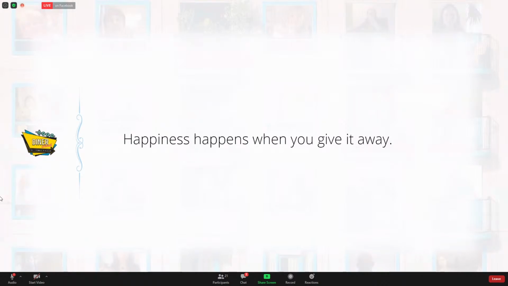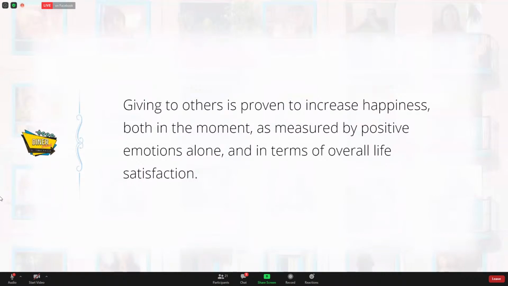When you make your happiness dependent on how others serve you, you're always going to be disappointed. You find true happiness in serving others, helping them meet their expectations. Giving to others is proven to increase happiness, both in the moment as measured by positive emotions alone, and in terms of overall life satisfaction.